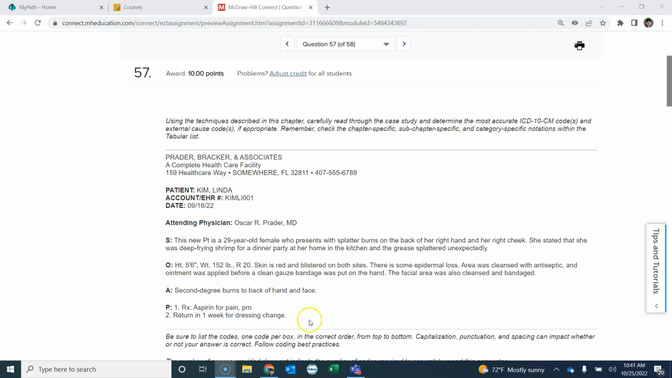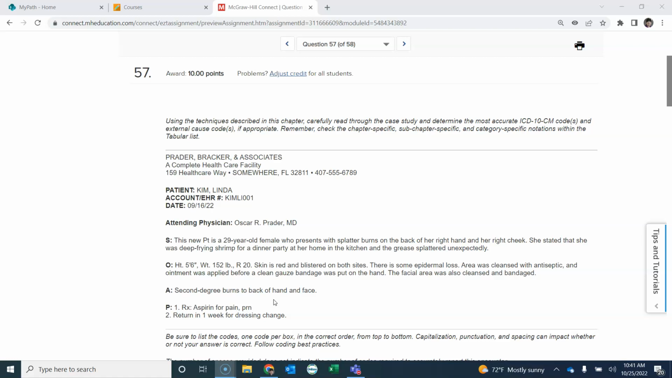Okay, so we have second-degree burns to the back of the hand and to the face. All right, so since these are not going to be in the same body area, we're going to have two codes for the burns. Okay, so our first one is going to be a burn to the back of the hand. So go to your regular index, go to burn, then go to hand, and then under hand, the first indentation says back. See burn, comma, dorsum of hand. All right, so go back to burn, go back to your first indentation of dorsum of hand.